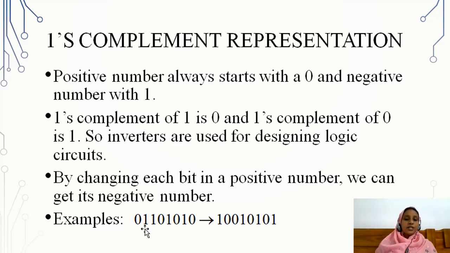For example, 0 1 1 0 1 0 1 0 is a number and its negative number is given by 1 0 0 1 0 1 0 1. The unsigned number gets inverted into the binary one's complement form. This represents its corresponding negative number.